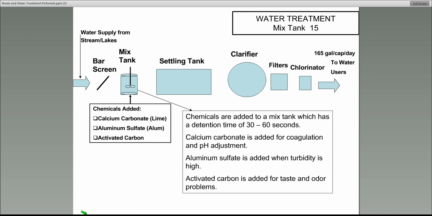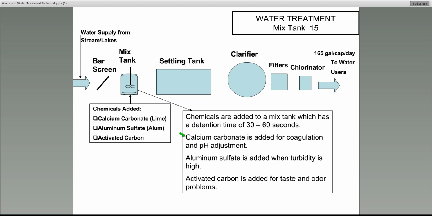Okay, the mixed tank. All the data I'm giving you in these summary sheets for each of these unit processes is based on the 10 State Standards, and that's what is normally on the test, and that's what you have in your Civil Engineering Reference Manual. Chemicals are added to the mixed tank for a detention time of 30 to 60 seconds to make sure that the chemicals are mixed properly. Calcium carbonate is added for coagulation and pH adjustment.